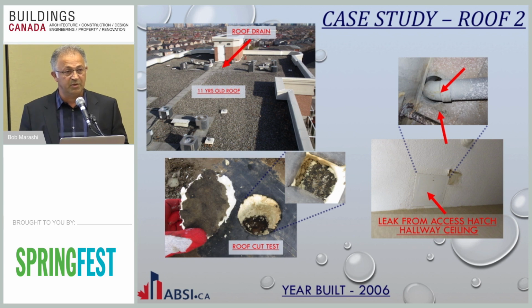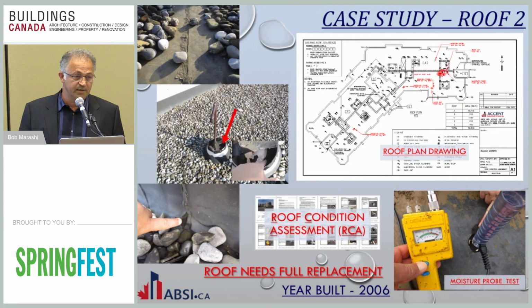The system was a single-ply EPDM, loose laid ballasted, with polyisocyanurate insulation inside. The insulation was totally wet, and unfortunately there was no vapor barrier below the insulation, which is required by code and extremely recommended. We did further investigation by doing more cut tests and more probe tests. Probe tests allow you to penetrate a moisture probe into the membrane, into the roofing insulation layers, and measure if there is moisture in there.